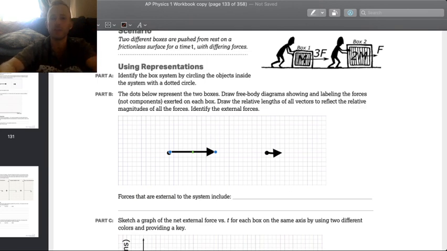Then, of course, we also have a weight force for each of them. And notice how it says that box number 2 has twice the mass. So it better have twice as big a weight force. You get what I'm saying? So this weight force, it looks like, is, I don't know, 1, 2, 3, 4, 5, 6. So this one better have a weight force that's only 3 boxes long. Okay?